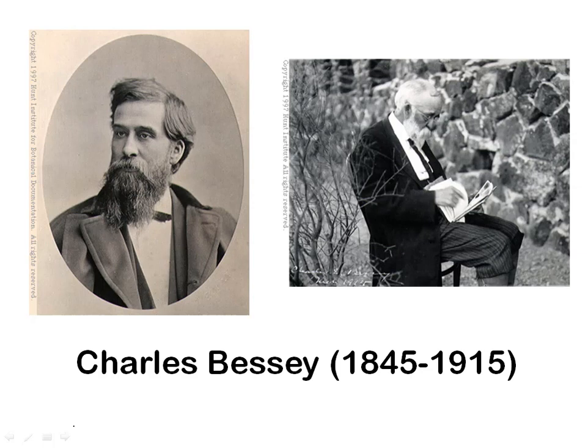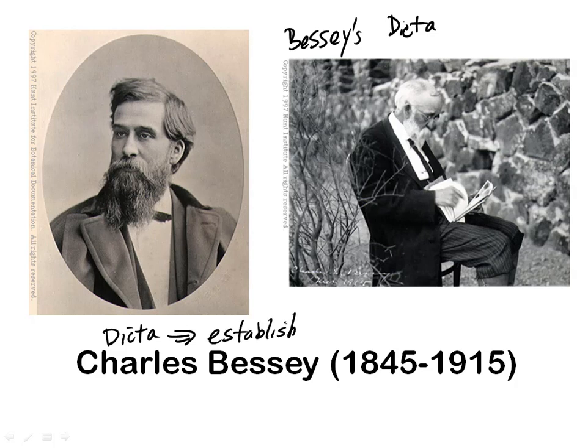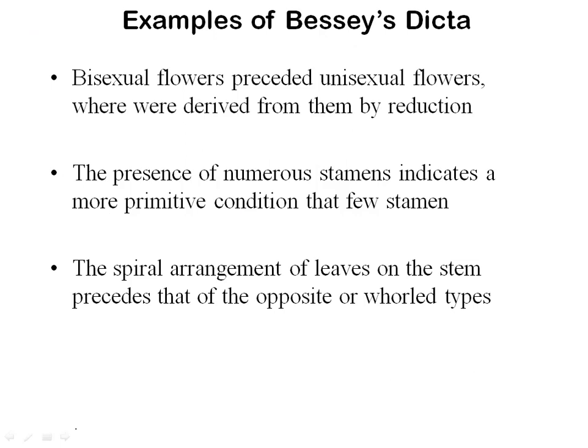And you may already have been thinking about Bessey's dicta. And so these dicta established evolutionary trends. Now, there was, of course, evidence for the dicta. There was evidence from the study of fossils, from the study of comparative morphology, just as there was evidence for Engler's thinking that the catkin-bearing plants were the most primitive. But as I've said already, Bessey made these dicta, these evolutionary trends, universal. So here are some examples of Bessey's dicta.